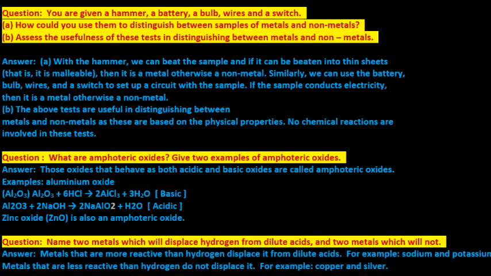Example, aluminum oxide, Al2O3. Al2O3 plus 6HCl gives 2AlCl3 plus 3H2O. Here it shows its basic nature. Al2O3 plus 2NaOH gives 2NaAlO2 plus H2O. It shows its acidic character. Zinc oxide is also an amphoteric oxide.